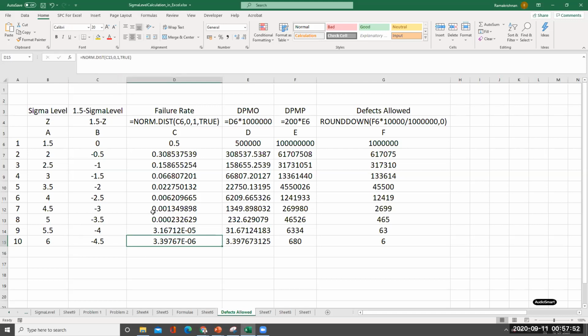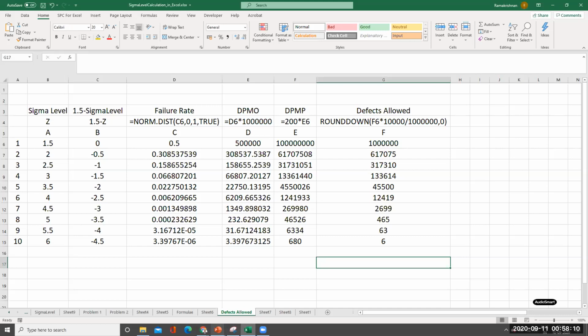So you will get NORM.DIST, that is the failure rate, 3.4 into 10 to the power minus 6. Multiplied by 1 million, you will get 3.4. This is the answer. DPMO, we are getting it. This is what we have been teaching you now. Okay.